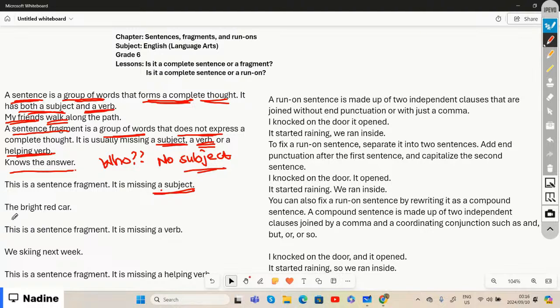The next one says, the bright red car. What do you think is missing within that sentence? The bright red car.